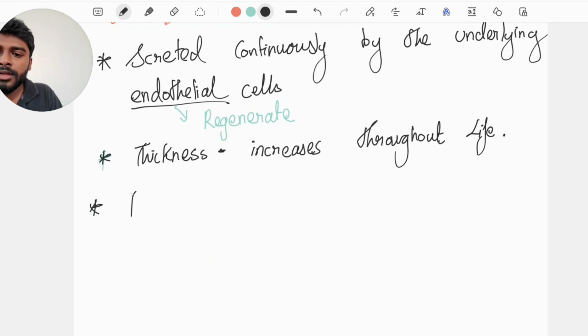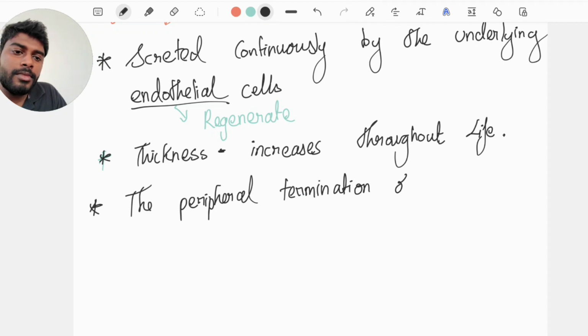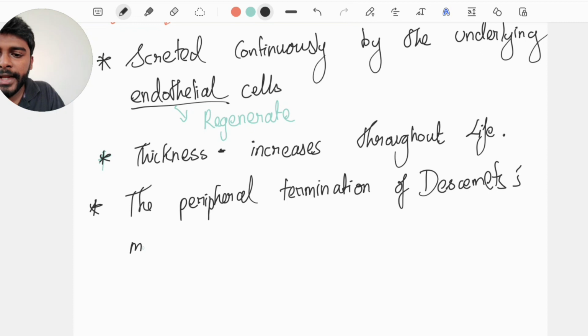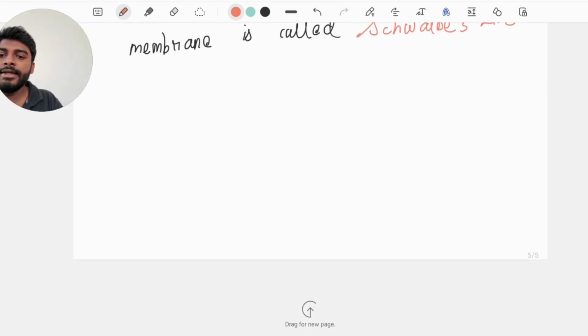Then the peripheral termination of Descemet's membrane is called Schwalbe's line.